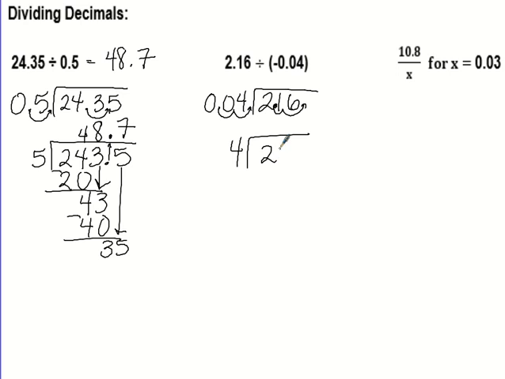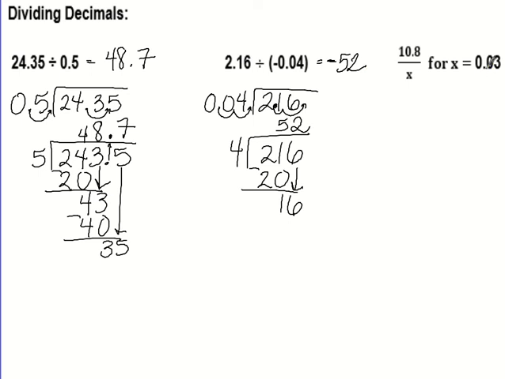So we get 216. 4 goes into 21 5 times. It's 20. Subtract, bring down the 6. And 4 goes into 16 perfectly 2 times. Now, they are opposite signs. One's positive, one's negative. It needs to be negative 52.